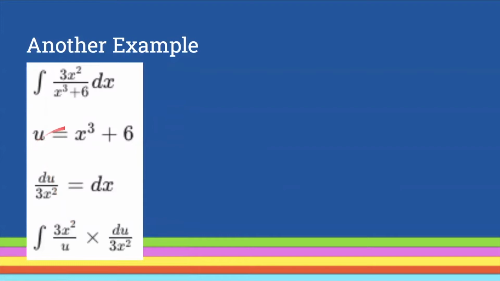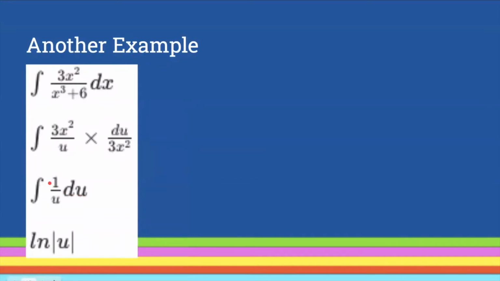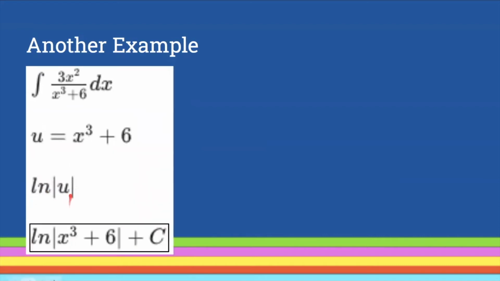All right, so we know these two pieces of information and we substitute these into our original integral. So x cubed plus 6 is equal to u, and dx is equal to du over 3x squared. And we have 3x squared in the numerator and the denominator, so those just cancel each other out. And then we're left with the integral of 1 over u du, and that's just equal to ln of the absolute value of u. And now we unsubstitute. So u equals x cubed plus 6. So we turn this u back into x cubed plus 6. And then this is our final answer.